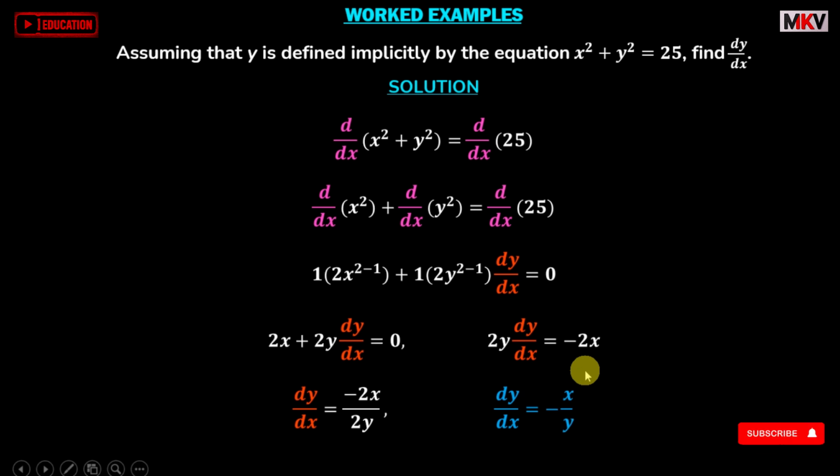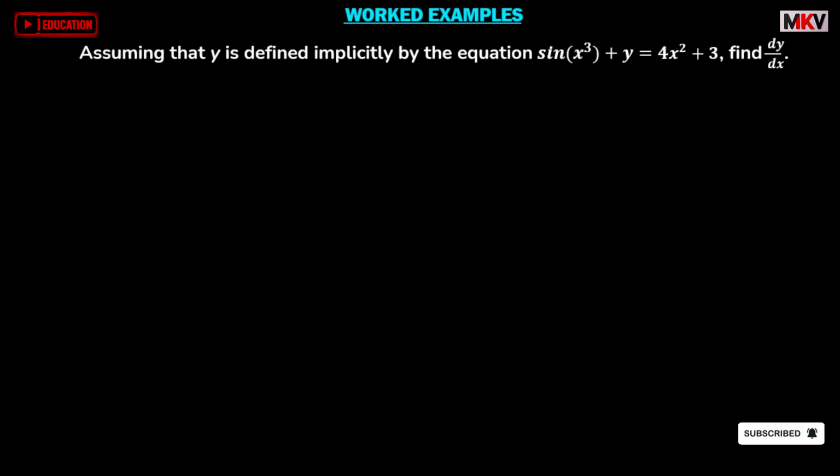So this is how you go about using implicit differentiation to find the derivative of a function where the dependent variable is not explicitly determined. Now, the next question: assuming that y is defined implicitly by the equation sine of (x cubed plus y) is equal to 4x squared plus 3, find dy/dx.